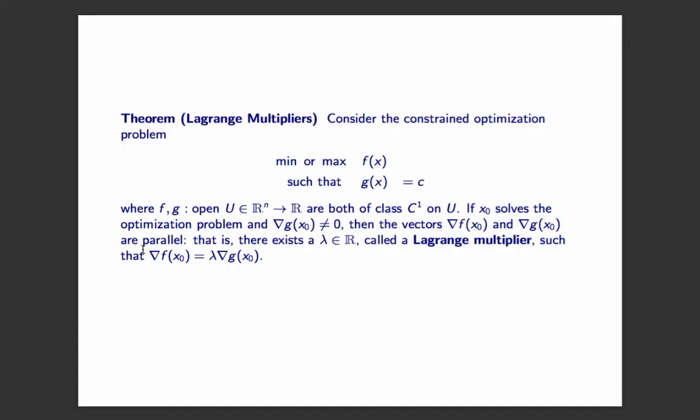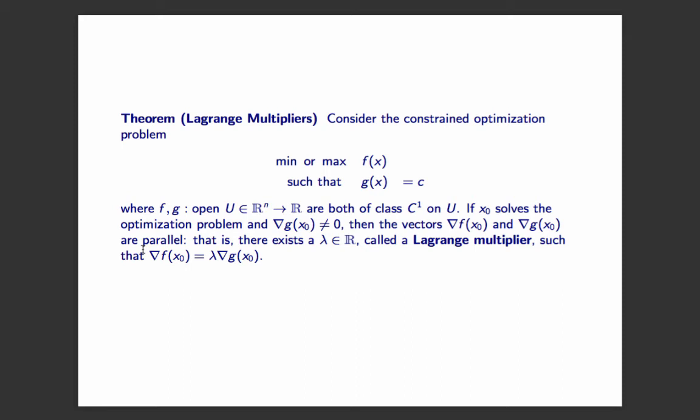So now let's consider local minima or maxima subject to a constraint. So we'll consider the constrained optimization problem: minimize or maximize f of x. f of x is known as the objective function, such that g of x is equal to c. So g of x equals c is considered our constraint equation. Suppose both f and g map an open set in R^n to R. Both are of class C1.